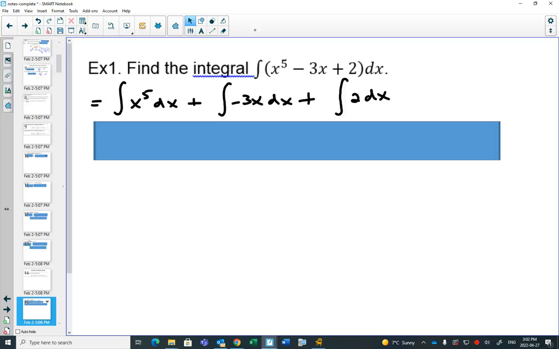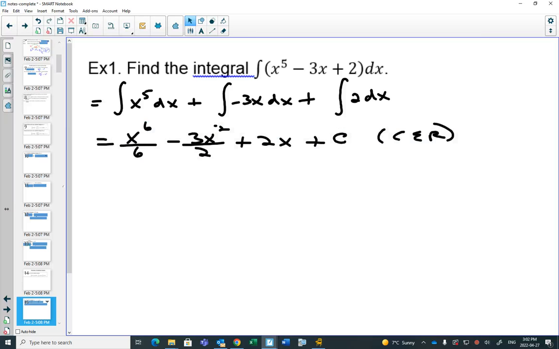And then our rules of adding 1 to the exponent and dividing can be applied to each one of them. Add 1 to the exponent, divide, add 1 to the exponent and divide, add 1 to the exponent. And if you have a constant, does it make sense that you would just have a 2x? Because if the derivative of 2x is just 2, then if you have a 2, you just have 2x.